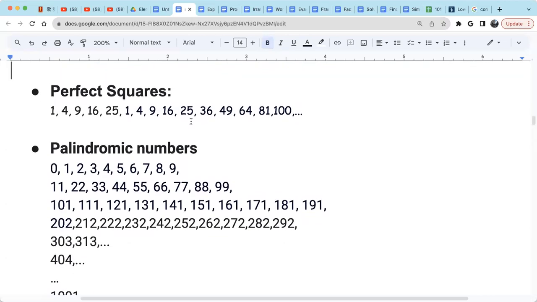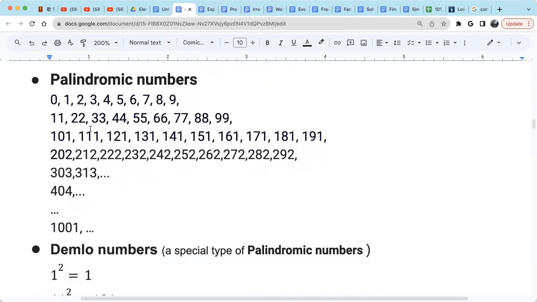Then perfect squares. A perfect square means a number can be written as another number squared. 1 is 1 squared, 4 is 2 squared, 9 is 3 squared, and so on and so forth. Palindromic numbers: all the digits 0 up to 9, then 11, 22, 33, up to 99. This is within 100. Then in the 100 range, we'll have 101, 111, and so on. Then the 200 range, I have a list. 300 range, 400 range, then thousands.